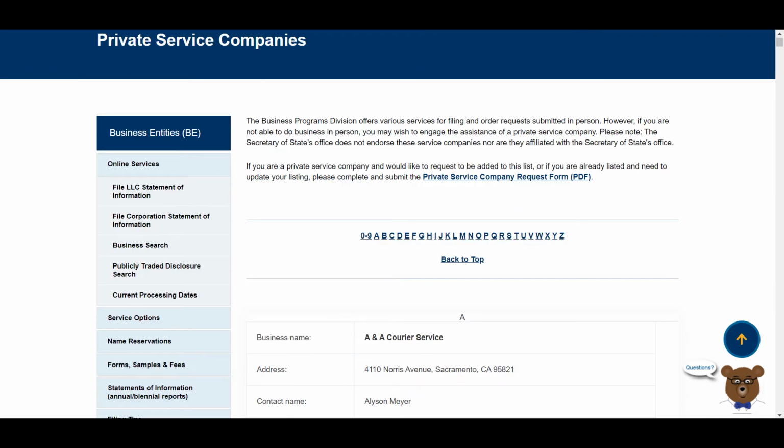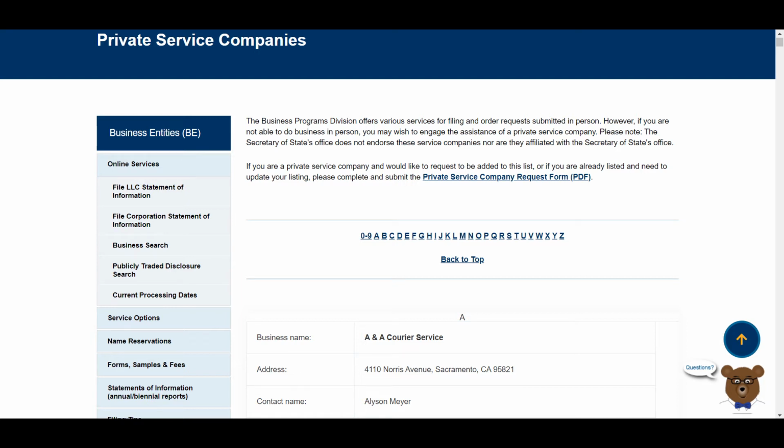Your third step is choosing a registered agent. Every California LLC must have an agent for service of process, called a registered agent in other states. This is an individual or company that agrees to accept legal papers on the LLC's behalf if it is sued. An LLC may not serve as its own agent for service of process.